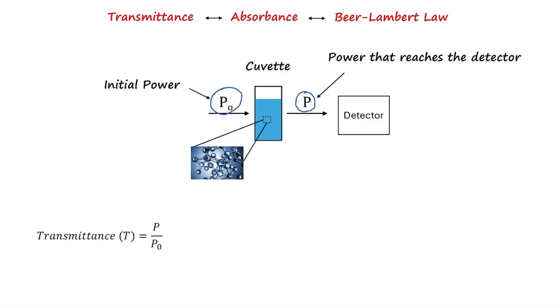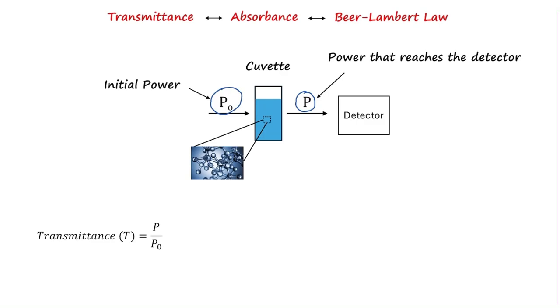Transmittance tells us how much light passed through the sample. A transmittance of 1 or 100% means the sample did not absorb any of the wavelengths. It's completely transparent. A transmittance of 0 means all of the light was absorbed before reaching the detector.